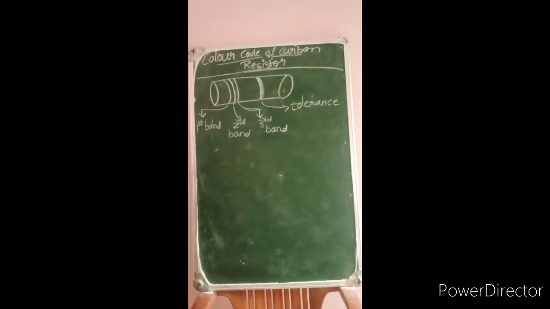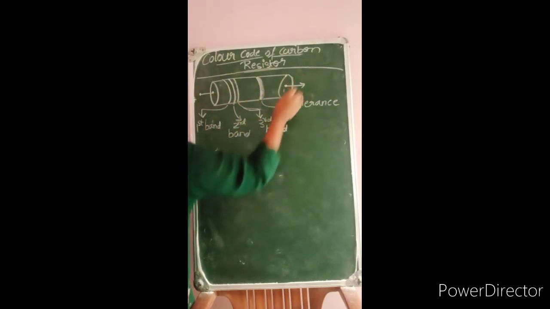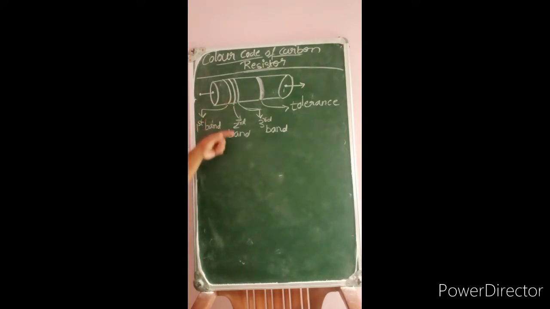Okay, next we are going to study the color code of carbon resistor. This is the diagrammatic representation of how the carbon resistors will be seen. Here the first digit represents the first band, the second digit the second band, and the third one is the multiplier. The third band represents the multiplier in the power of 10, and the fourth one is the tolerance. What does color code mean?